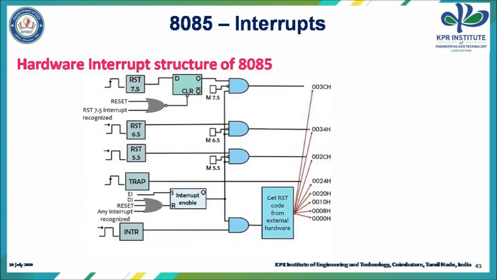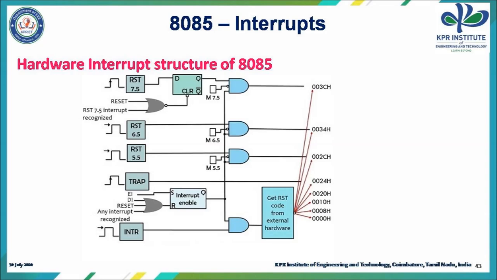This diagram shows the hardware interrupt structure of 8085. In this diagram we can see the 5 hardware interrupts of 8085 microprocessor, and at the top we can see RST 7.5, which is an edge triggered interrupt. The second one is RST 6.5, which is a level triggered interrupt. The next one is RST 5.5, which is also a level triggered interrupt. Then followed by TRAP, which is an edge triggered interrupt. Finally INTR, which is a level triggered interrupt.